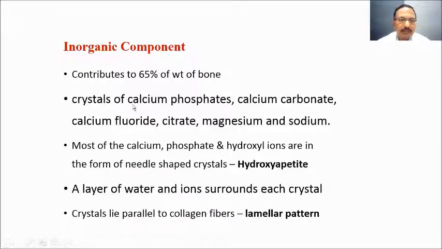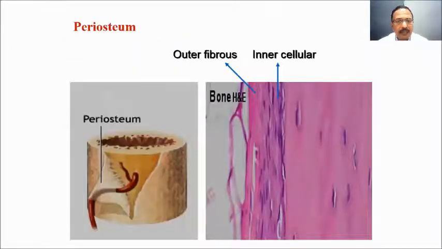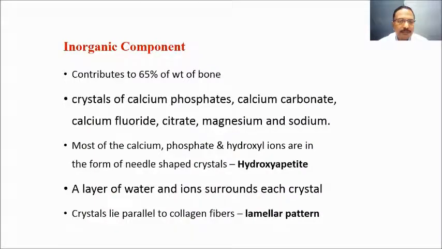It is made up of crystals of calcium phosphate, calcium carbonate, calcium fluoride, citrate, magnesium, and sodium. And these calcium phosphate and all these ions will be in the form of needle-shaped, spindle-shaped crystalloids, which are called hydroxyapatite crystals, and this will be surrounded by water. So this will be arranged parallel to the lamellar pattern of the bone. In each lamella, I will come to that. It is placed parallel to the collagen fibers.